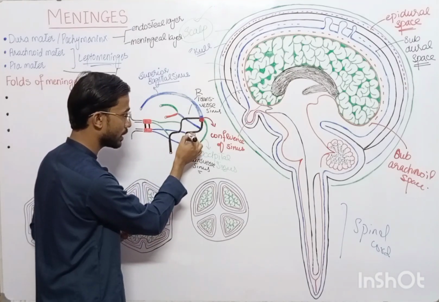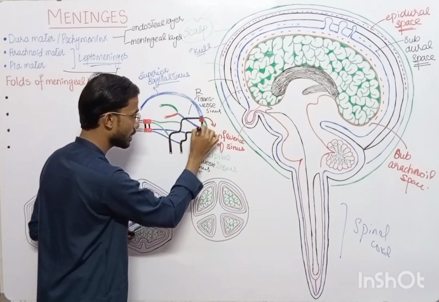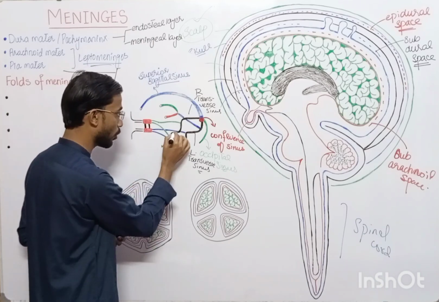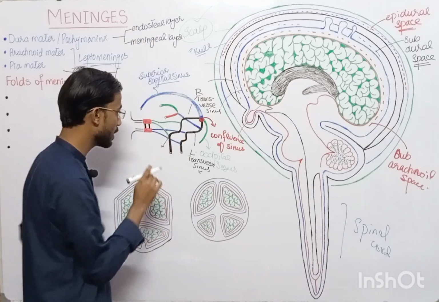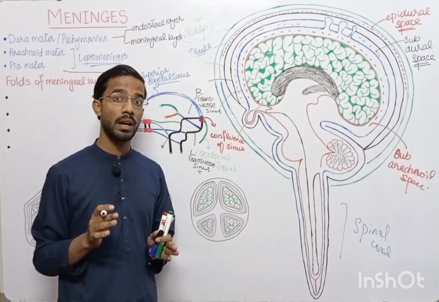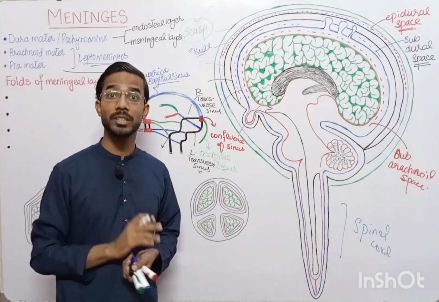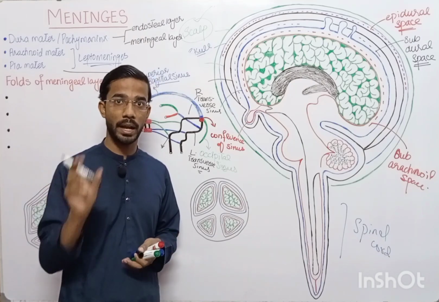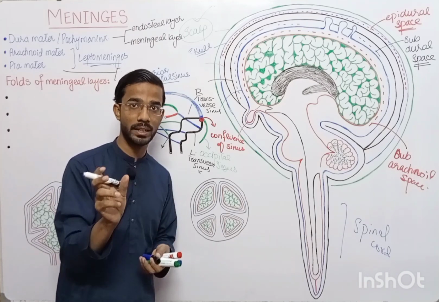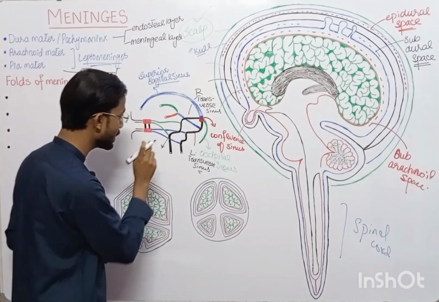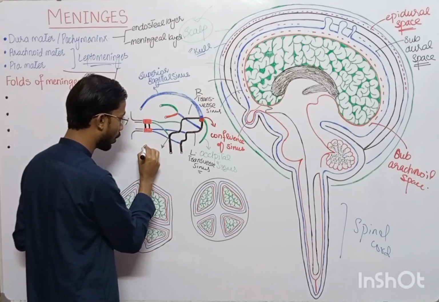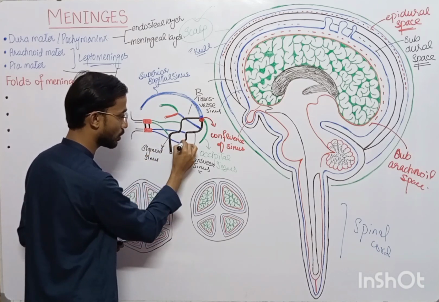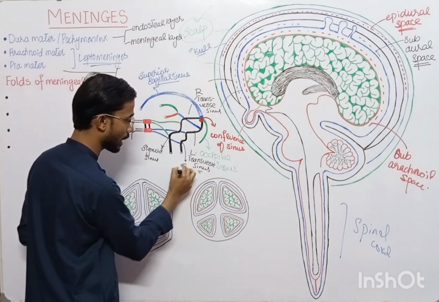Next, there is a curve. Here is a curve, and this curve forms another sinus which is called the sigmoid sinus. Here is a sigma-like structure. You can remember it as sigmoid, just like there is also a curve in the large intestine, the last part before the rectum, which is a sigmoid structure. So here is also a sigmoid structure, and on this basis we call it the sigmoid sinus. On both sides, here is the sigmoid sinus.